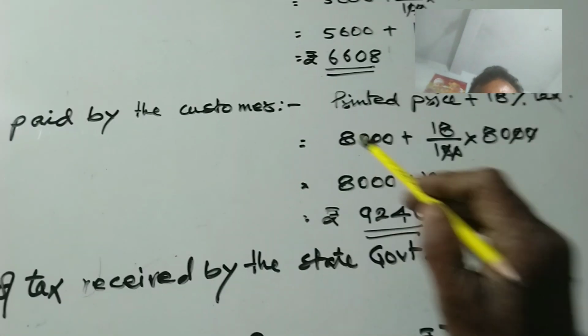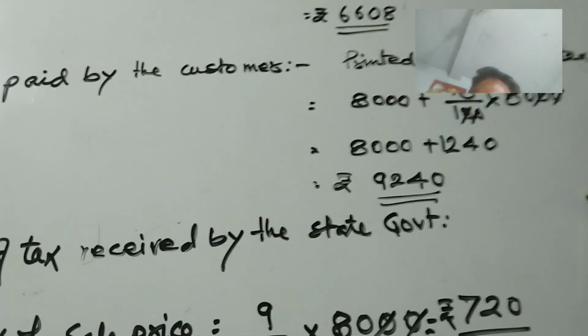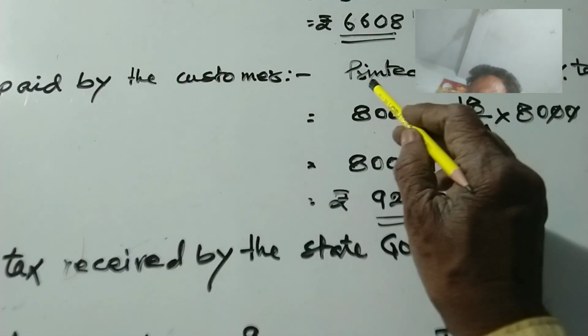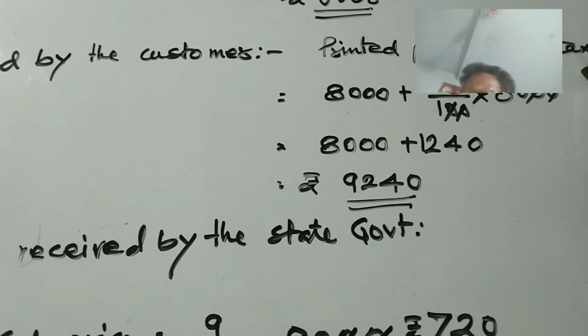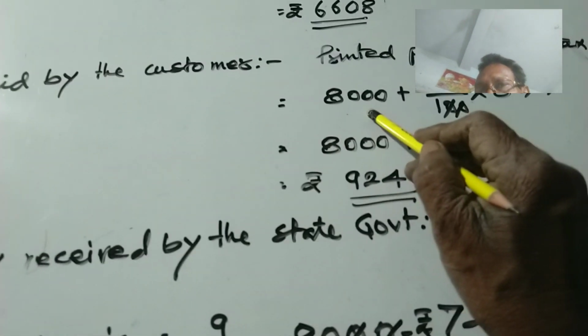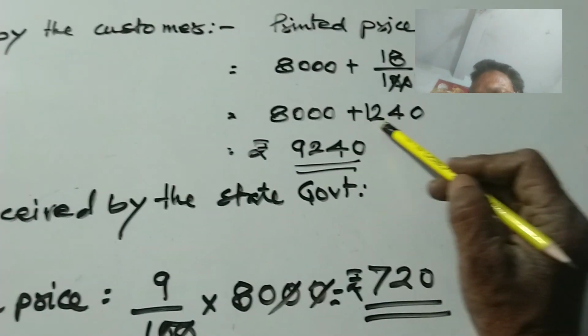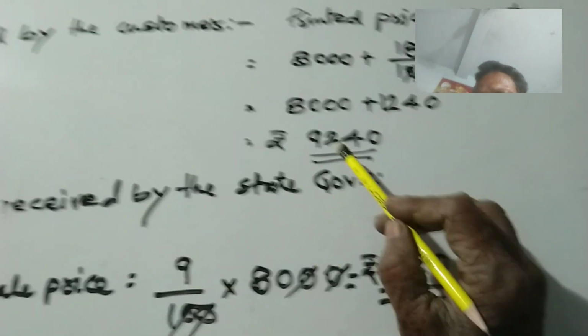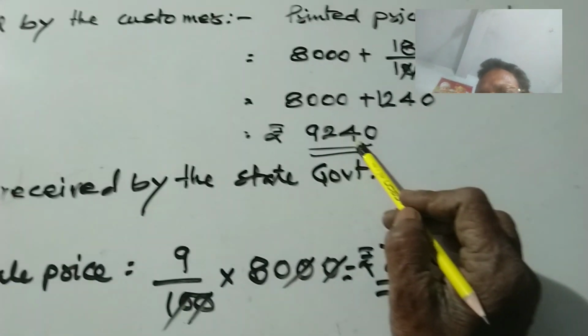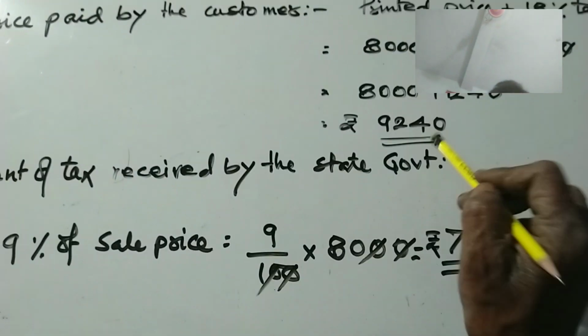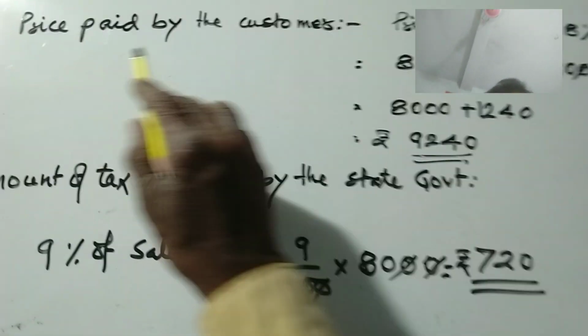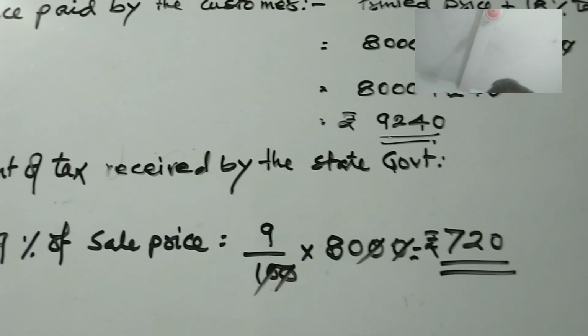Third part was the price paid by the customer. So how much did the customer pay? It will be calculated by the printed price plus 18% of tax. Printed price was 8,000 and 18% of 8,000 is 1,440, so it is 8,000 plus 1,440. It will be 9,440. So 9,440 was the price paid by the customer.